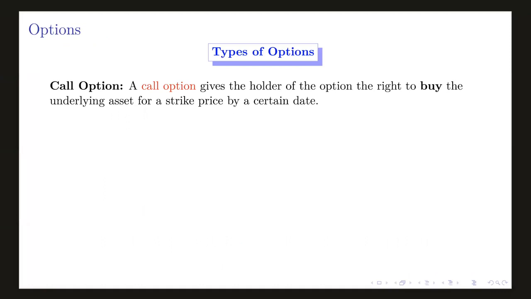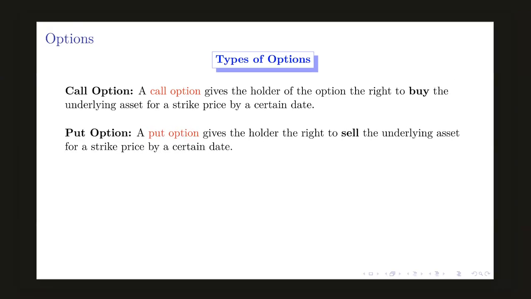Options are basically of two types. One is called the call option. A call option gives the holder of the option the right to buy the underlying asset for a strike price by a certain date. Another type of option is the put option. In a put option, the holder has the right to sell the underlying asset for a strike price that is agreed upon in the contract at a certain date. It can be an expiration date. So these are the two types of options.